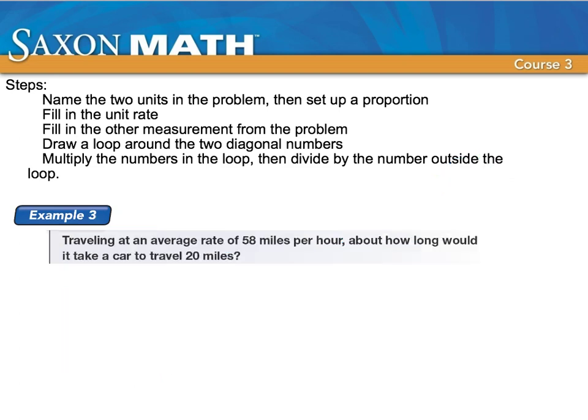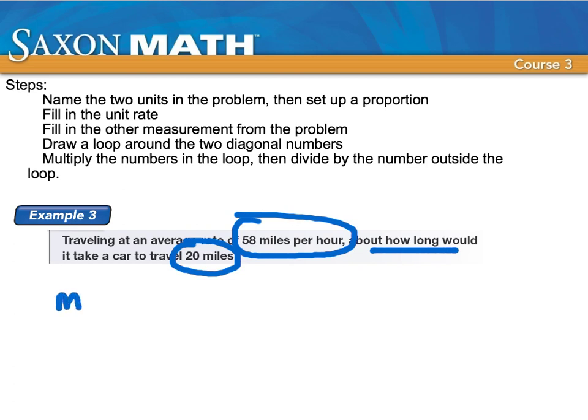Okay, then here we go with example 3. Example 3 says traveling at an average rate of 58 miles per hour, about, it's a big word, about how long would it take a car to travel 20 miles? Okay, so let's go ahead and start with the problem here. We know the car is traveling 58 miles per hour. We know it's going to travel 20 miles, and I want to know about how long. Okay? Well, let's fill in the 2 units in the problem. I've got miles and I've got hours again.